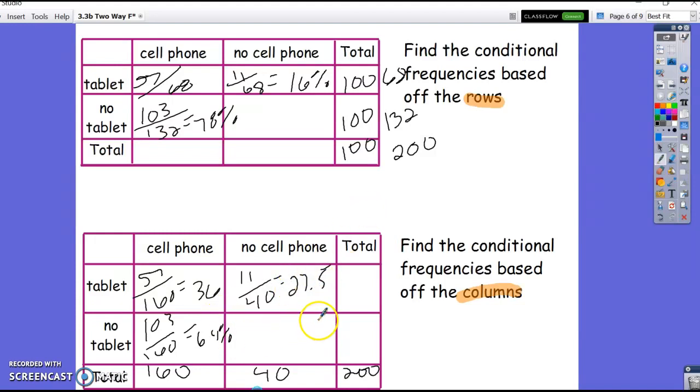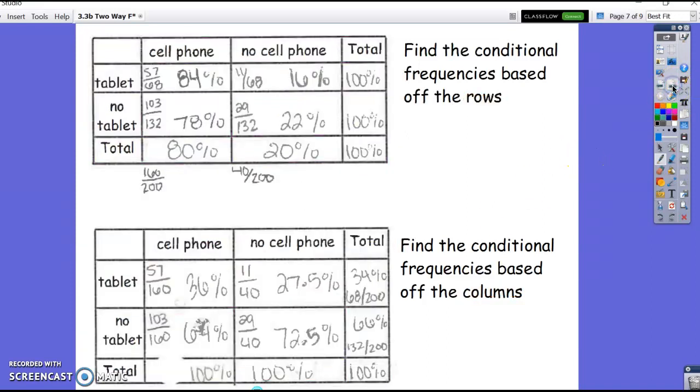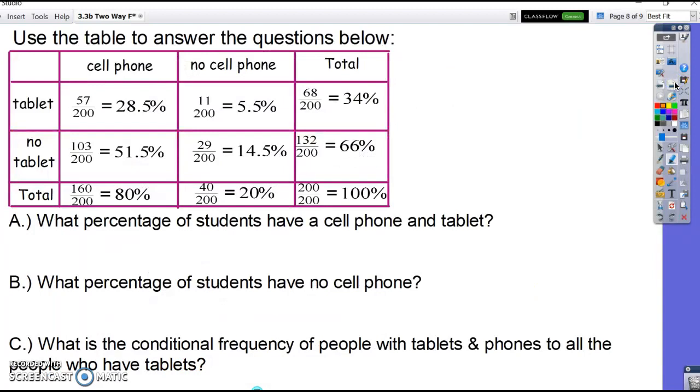This would be a good time to stop and see if you can fill out the rest of these frequencies. So here we have our conditional frequencies filled out. So for conditional frequency, remember you have to figure out if it's talking about that row total or if it's talking about that column total. Okay. What we're going to look at is just being able to read a frequency table to answer some questions.